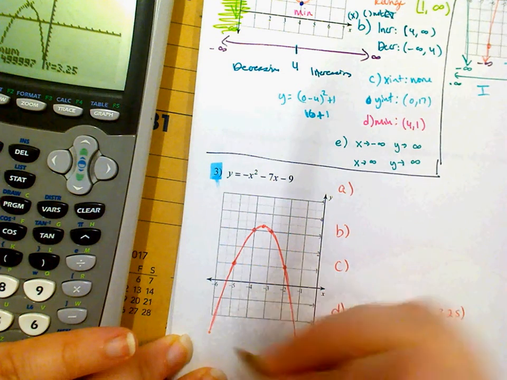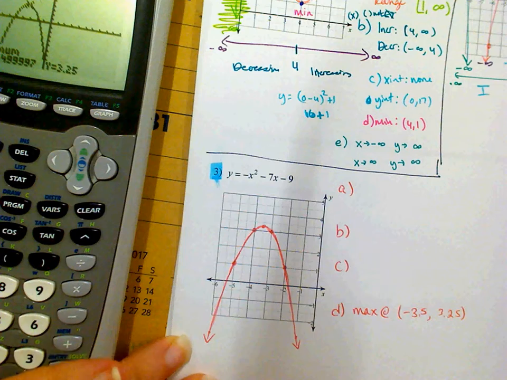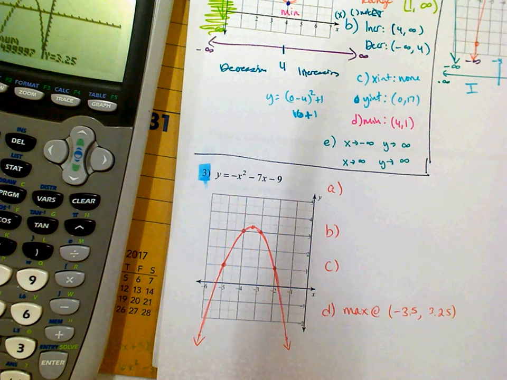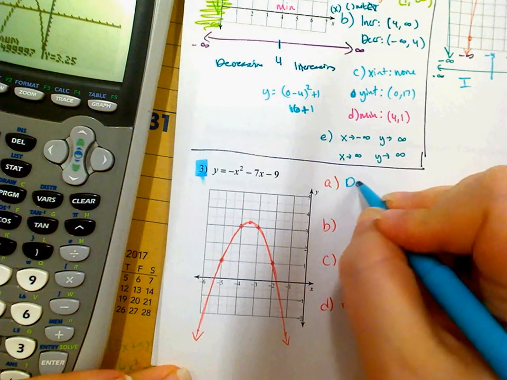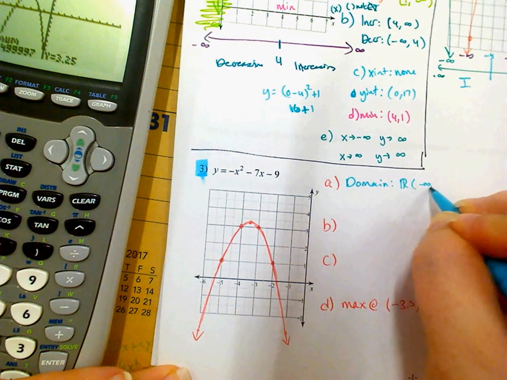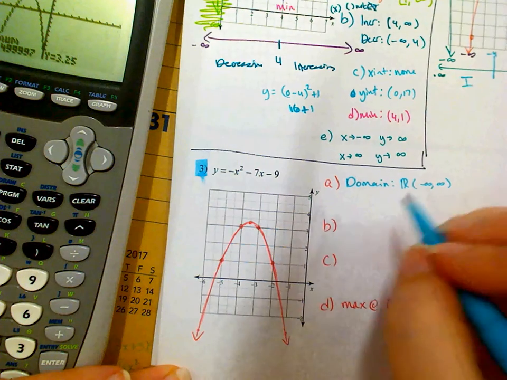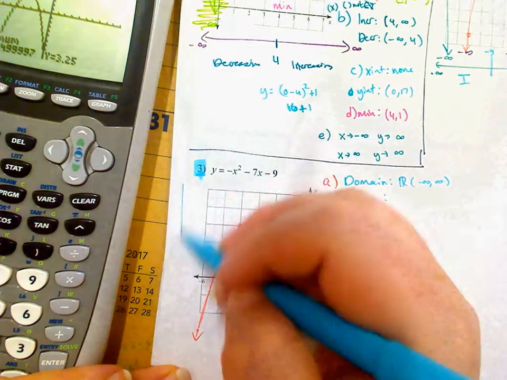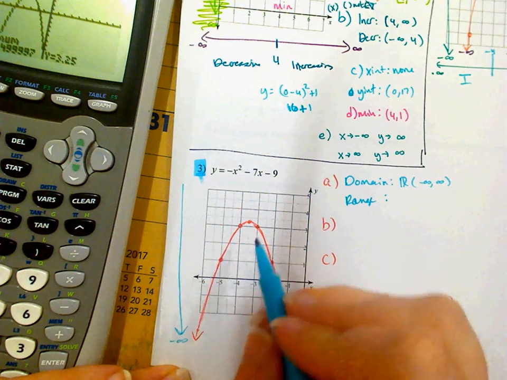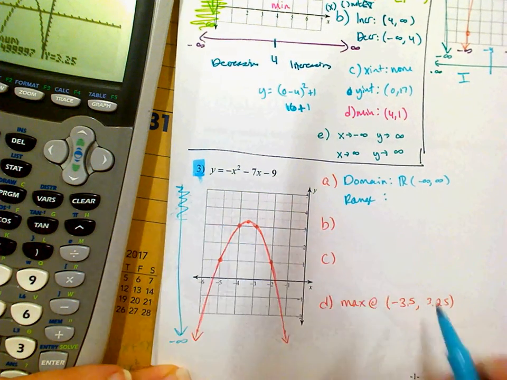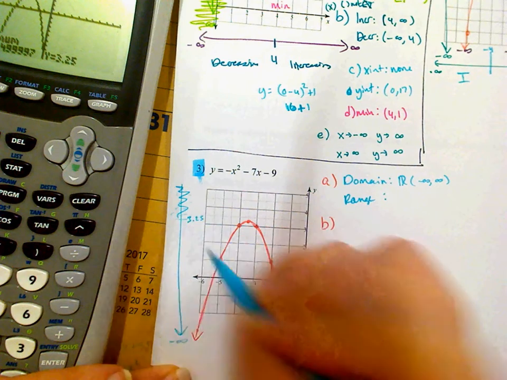So there's my problem. A asks for domain and range. So I don't know if you've noticed this, but the domain in all of these has been all real numbers. And so it is again. We go left and we go right, all real numbers. So domain is one or the other, and then range is up and down. And I see that I go all the way down to negative infinity, but the highest I go is this y value right here. And that y value is 3.25. So my range is negative infinity up to 3.25.